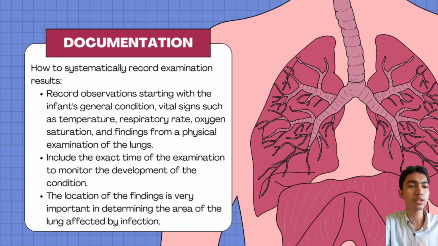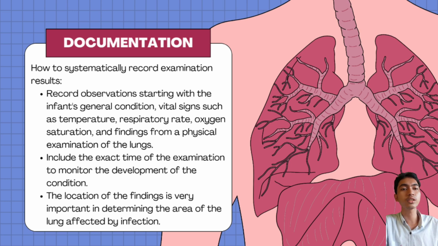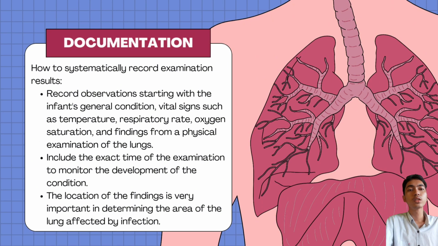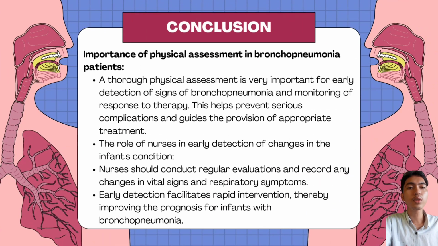So for the documentation, how to record examination results systematically: the first one is to record observations starting with the infant's general condition, like vital signs such as temperature, respiratory rate, oxygen saturation, and findings from the physical examination of the lungs. The second one is to input the exact time of the examination to monitor the development of the condition. And the third is the location of the findings, which is very important in determining the area of the lung affected by infection.